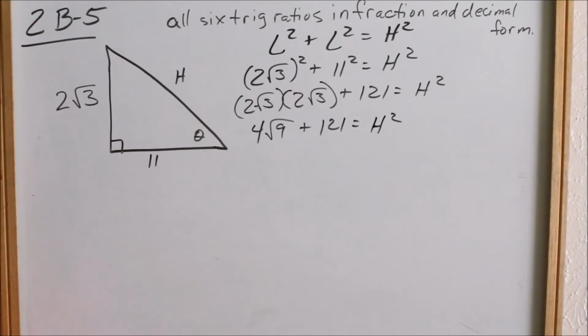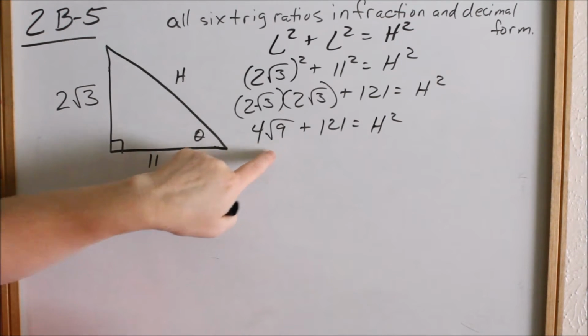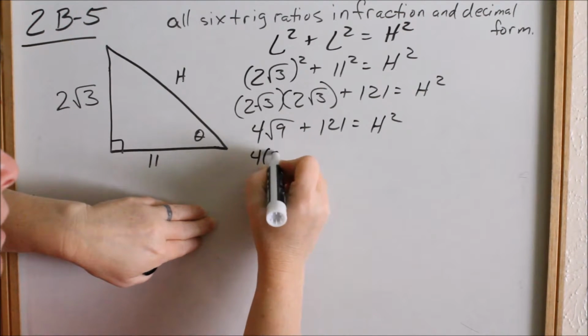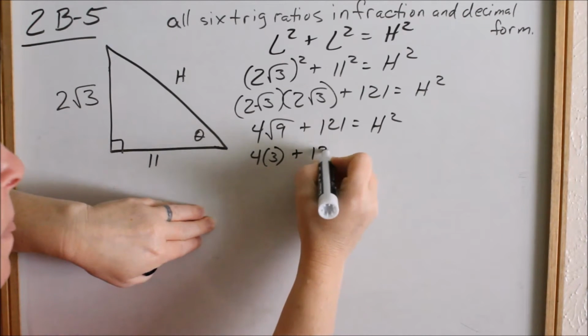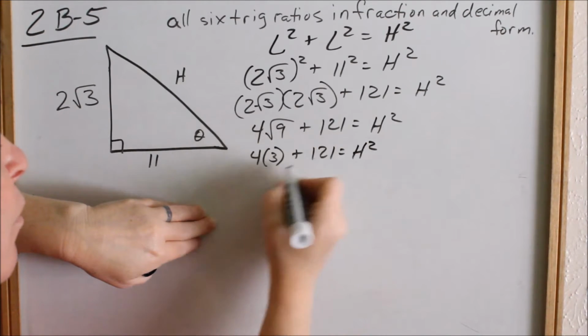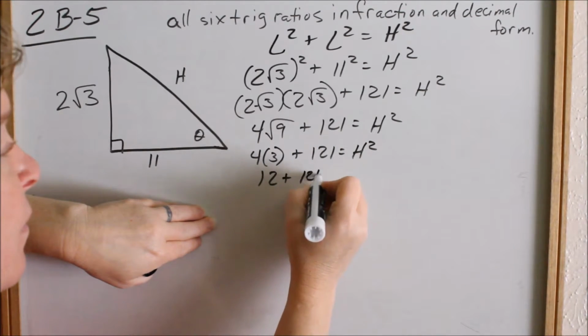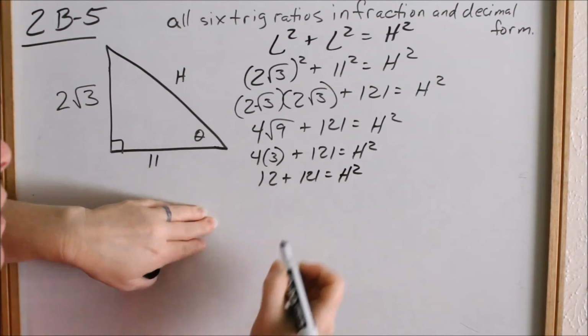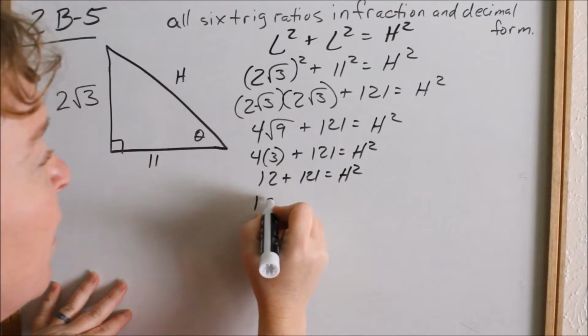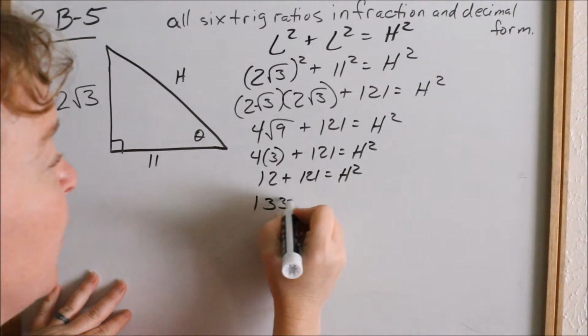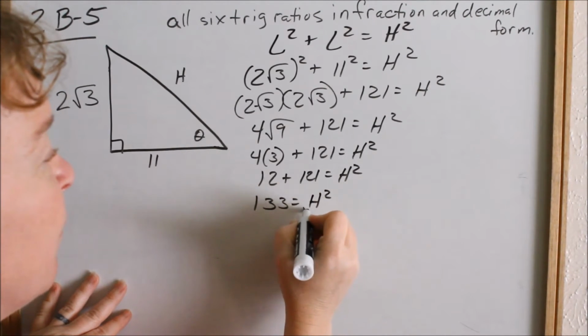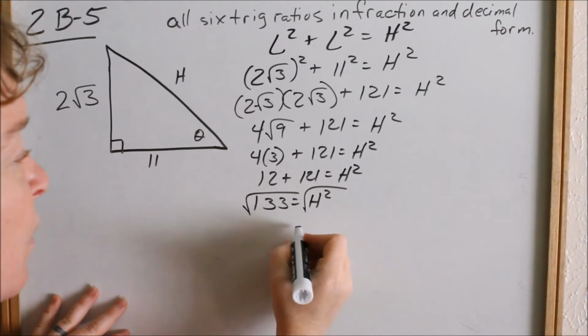Eventually I'm going to skip some of these steps. This means 4 times square root of 9. Square root of 9 is 3. 4 times 3, 12. 12 plus 121, 133. But we're solving for h, so we need to take the square root.